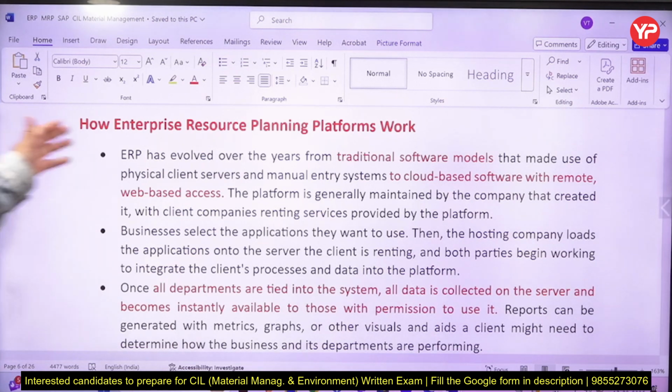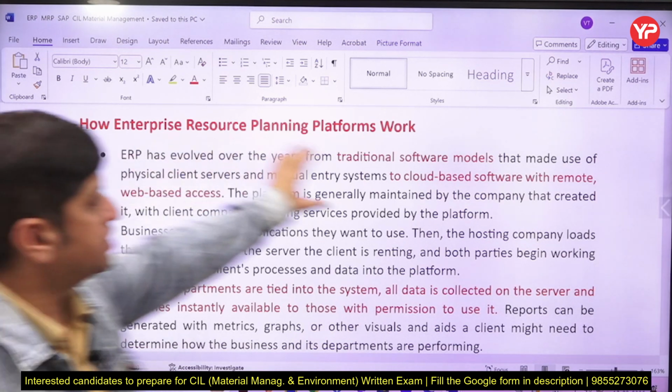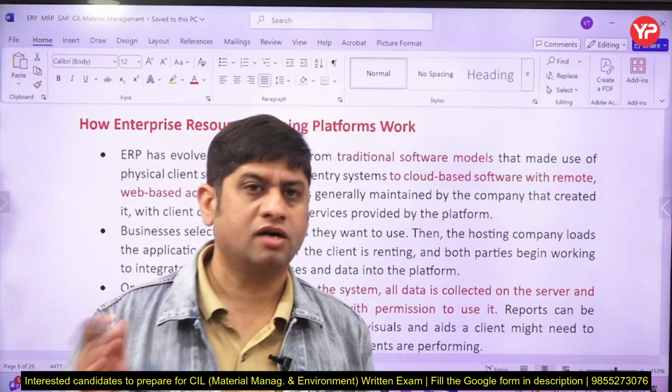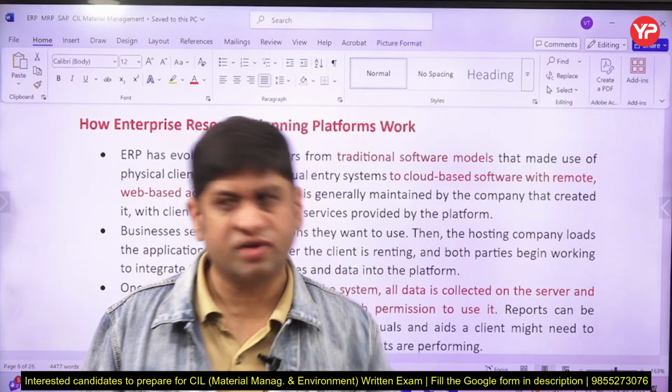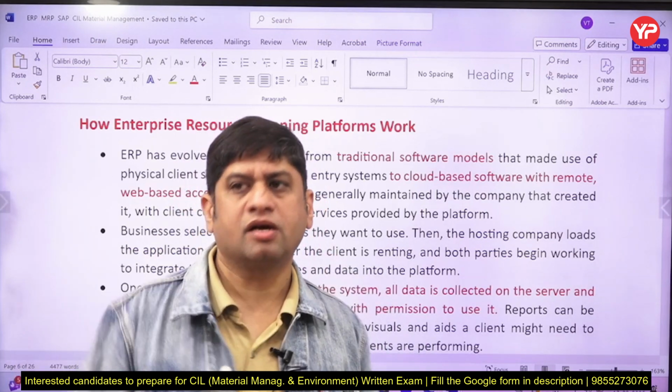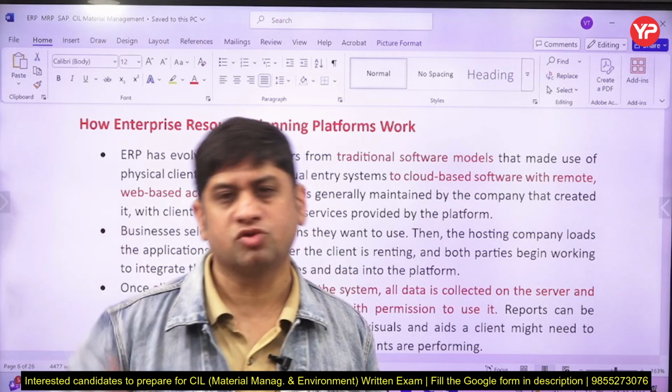So he is explaining what the process is. Earlier there used to be traditional models. These are, you have your own server in the organization. आपके अपने कंप्यूटर्स हैं जिनके ऊपर आप डाटा एंट्री कर रहे हो, आप स्टोर कर रहे हो.